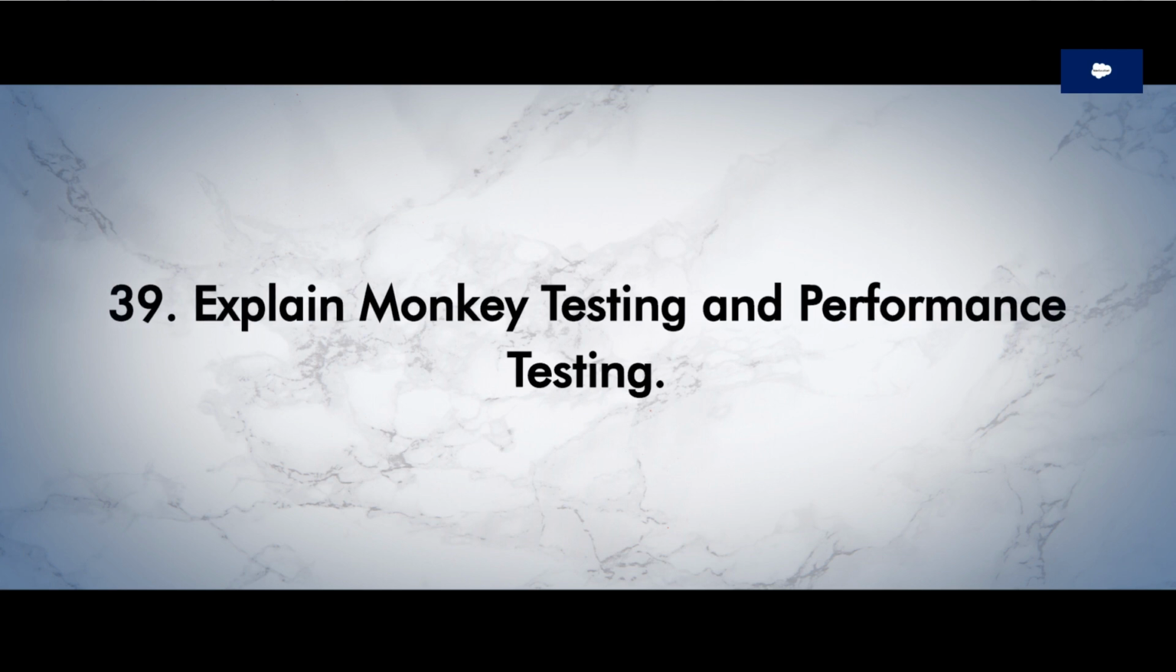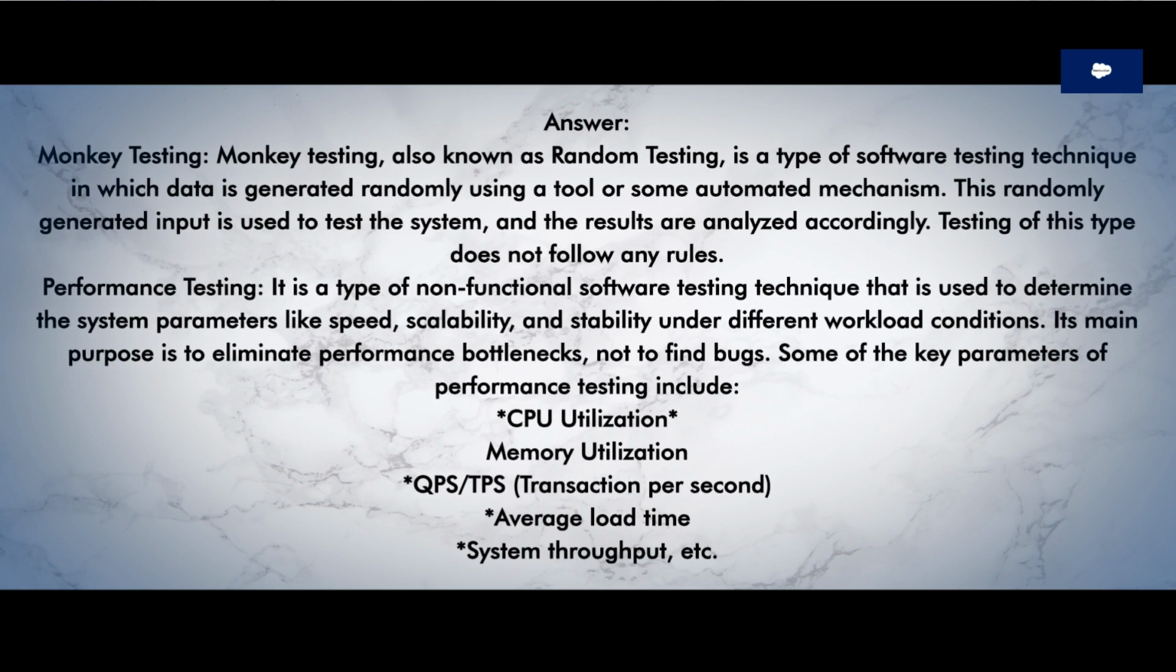Explain monkey testing and performance testing. Answer. Monkey testing. Monkey testing, also known as random testing, is a type of software testing technique in which data is generated randomly using a tool or some automated mechanism. This randomly generated input is used to test the system, and the results are analyzed accordingly. Testing of this type does not follow any rules.